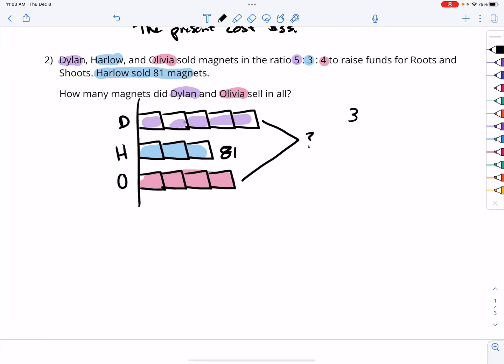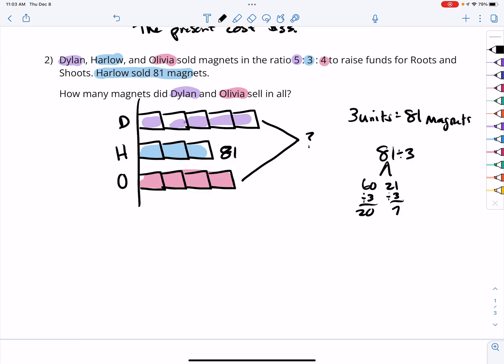So if 3 units equals 81 magnets, we would need to do 81 divided by 3 to figure out the value of 1 unit. I know an 81 is a 60 and a 21, because 60 divided by 3 is 20, 21 divided by 3 is 7. So 1 unit equals 27 magnets. So that means 27, 27, 27.